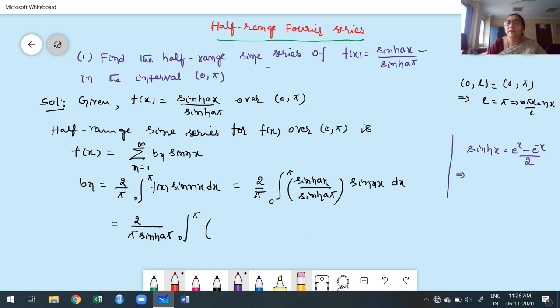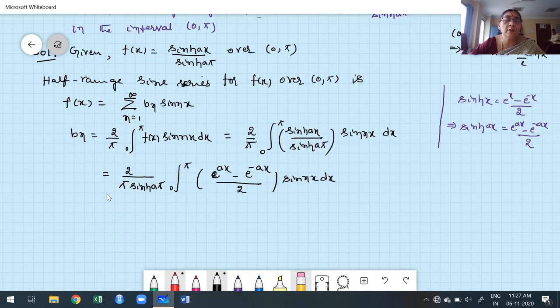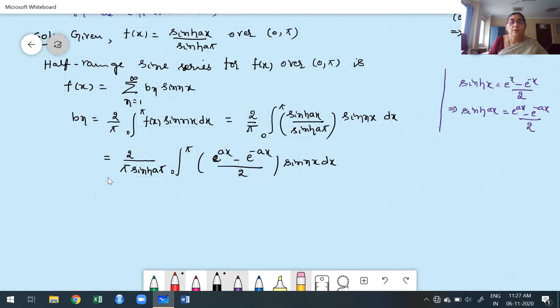First, sinh(ax) is nothing but e power of ax minus e power of minus ax divided by 2, into sine nx with respect to x. In the next step, the 2 in the denominator and the 2 outside in the numerator cancel. Then we multiply sine nx with e power of ax and e power of minus ax, and from the linear property of integration, take the integration of the first term and the integration of the second term.